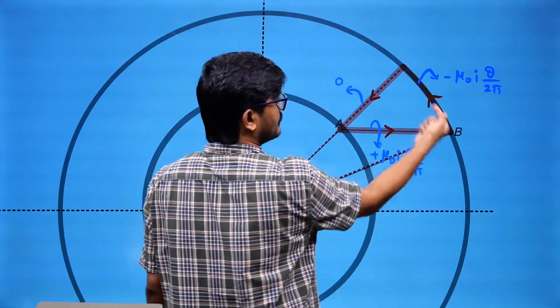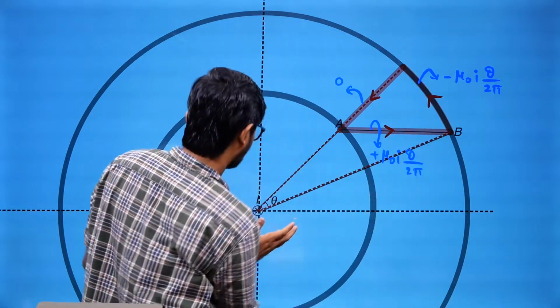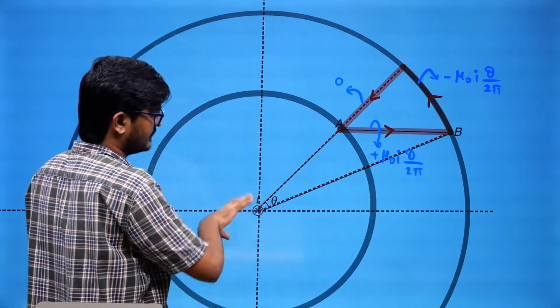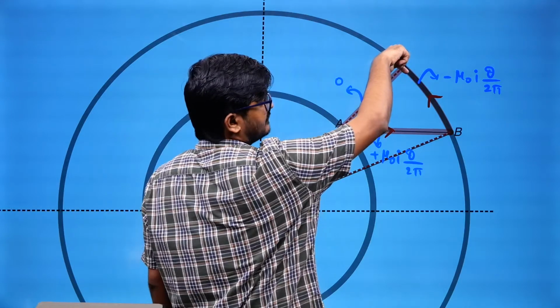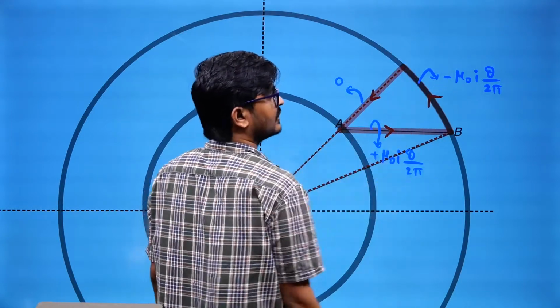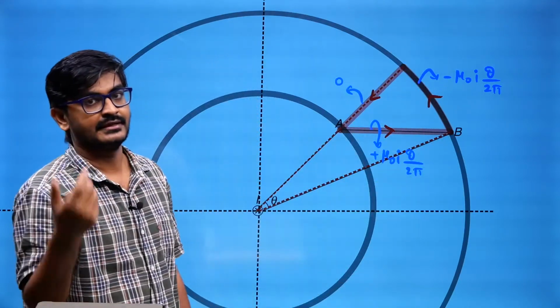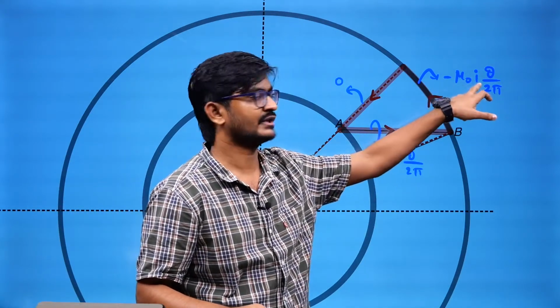Now for this loop, B bar is this way, dl bar is this way. So integral B bar dot dl bar is going to be negative, and how much is it? It is going to be theta by 2 pi times mu naught I, magnitude wise.